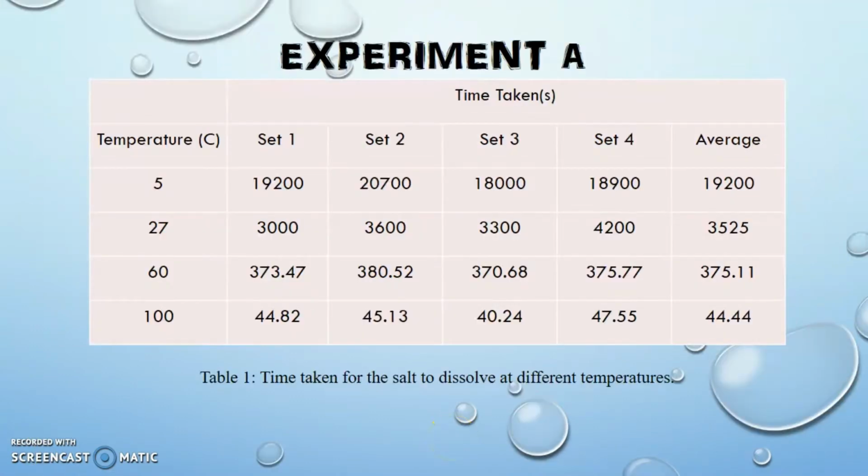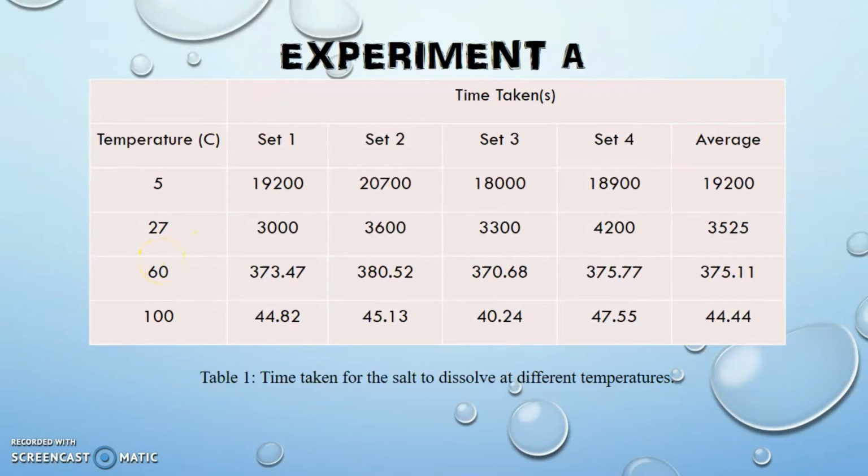For the first experiment, we studied the factor of temperature that affects the time taken for the salt to dissolve in water. So basically, we choose four different temperatures, which are 5, 27, 60 and 100 degrees Celsius. We repeated the experiment 4 times, and we get 4 different values for each temperature to get the average and accurate results. So these are the tabulated results that we obtained.